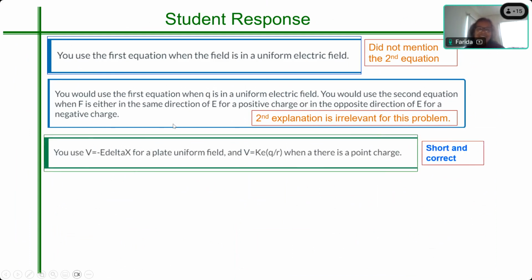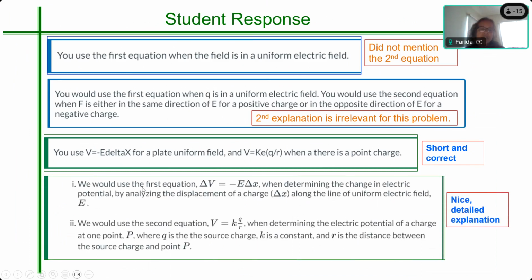Now here is a question. It's short, and if you look at it, it doesn't completely make sense, but at least this student addressed it. It said that you would use V equals negative delta X for a plate uniform field. I'm assuming we talked about uniform field. Where do you see uniform electric field? It's between the plates of a parallel plate capacitor, an example that I always use. So I think the student was thinking in that way, but we gave full credit for this one because at least the student was mostly correct and was thinking in the right way. Short but correct.